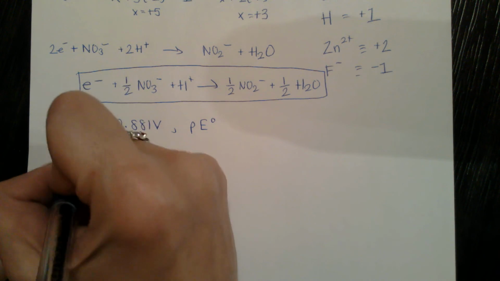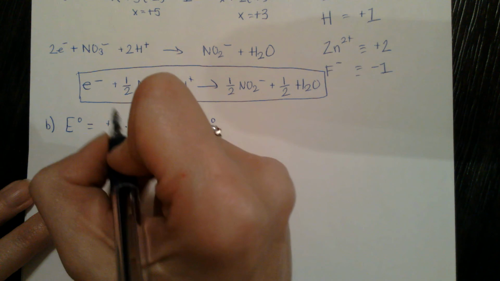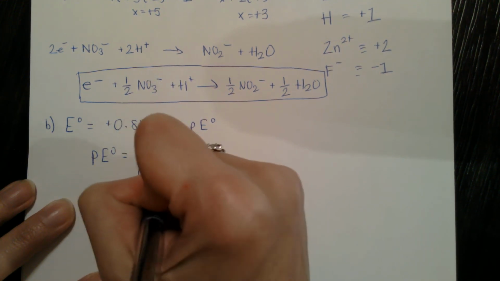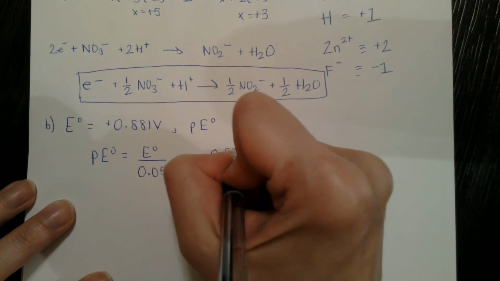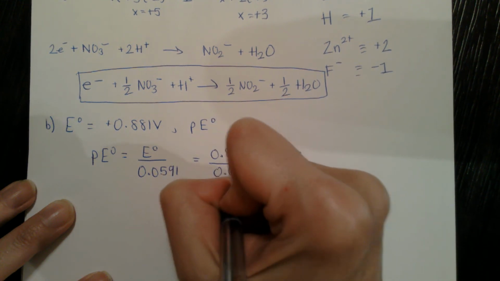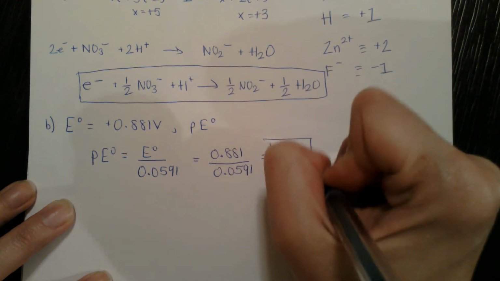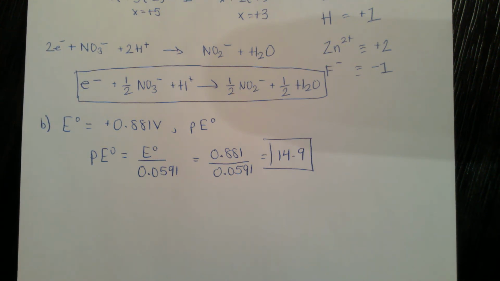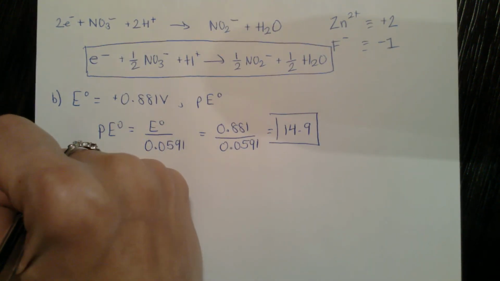Okay, so for our PE0, we have a formula that we use for that, which is our E0 divided by 0.0591. So for our case here, we're going to put in our 0.881 divided by 0.0591, and we get 14.9. So under standard conditions, we would expect the PE of this to be 14.9. Okay, so that's not terrible. There we go. So now we're on to part C.